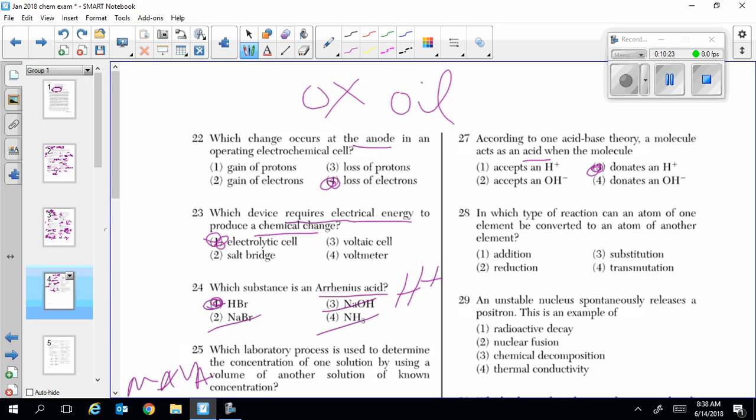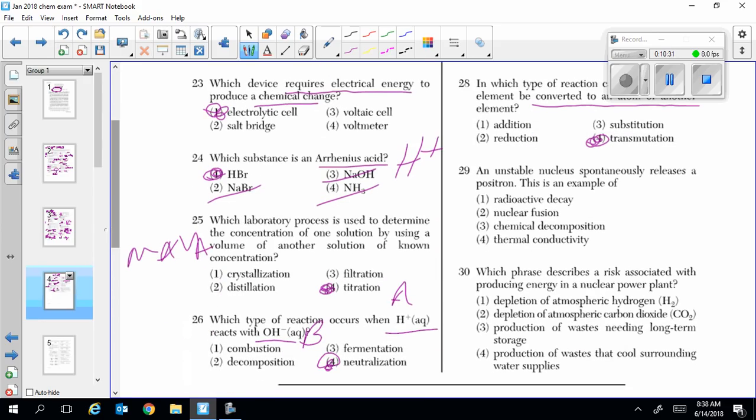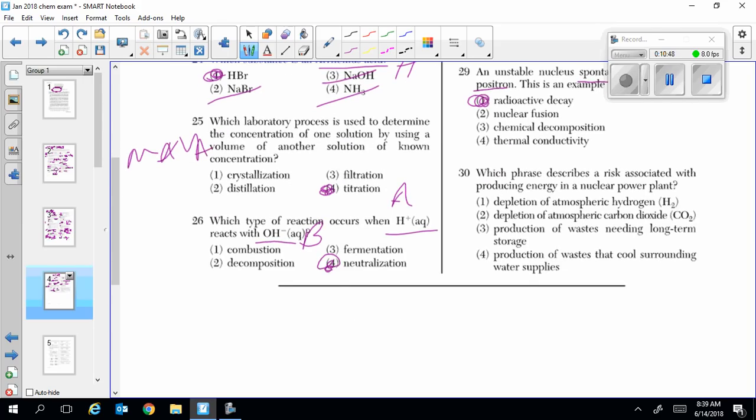All right, in which type of reaction can an atom of one element be converted to another? That's called a transmutation. That's a nuclear reaction where you change elements. An unstable nucleus spontaneously releases a positron. So if you release a positron and it's spontaneous, that's just radioactive decay. That's just natural transmutation. Which phrase describes a risk associated with producing energy in a nuclear power plant? So a nuclear power plant, we're always worried about producing wastes that have really long half-lives. And if they have a long half-life, they're going to need long-term storage.